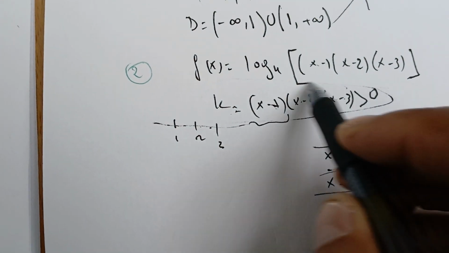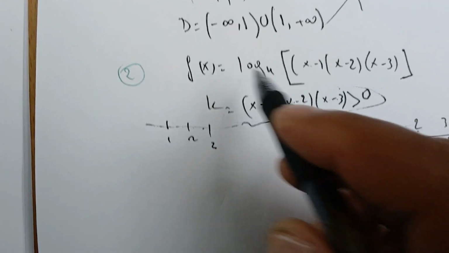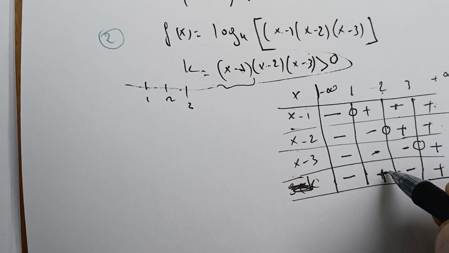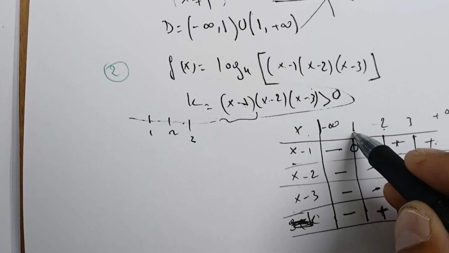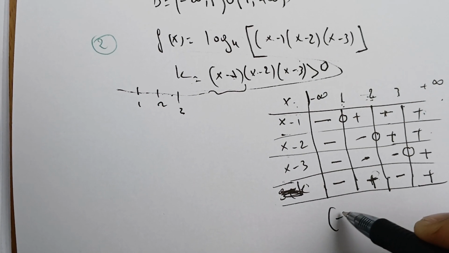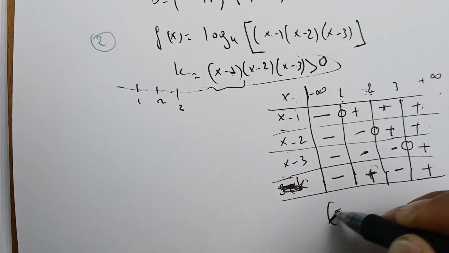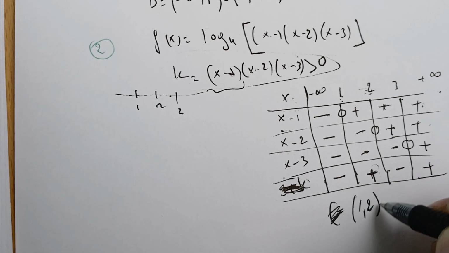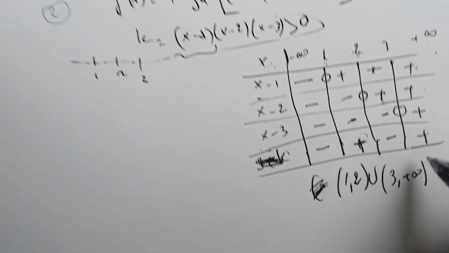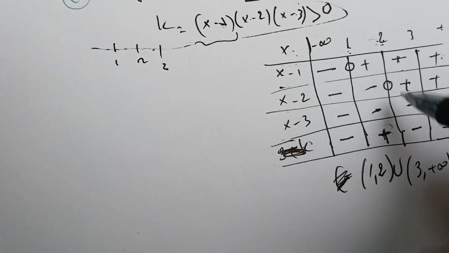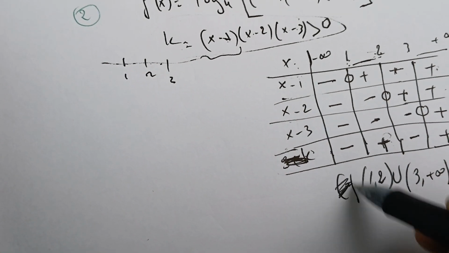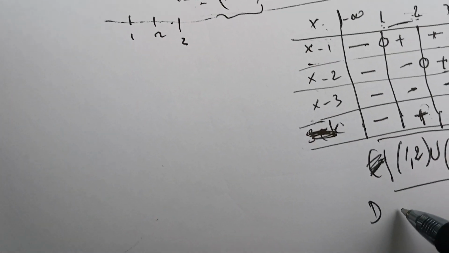If this one is positive, that means this function is going to be defined. So here I go to my table and I read the values of x that would make this one positive. Between 1 and 2, when x is between 1 and 2, it's positive. So (1, 2) union (3, plus infinity). When x is in this interval or in this interval, it's positive. So this is my domain for this function.